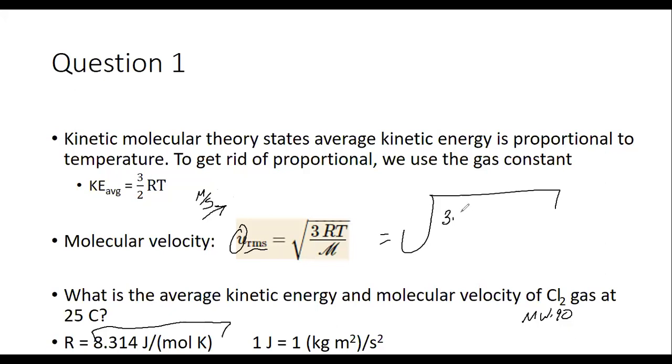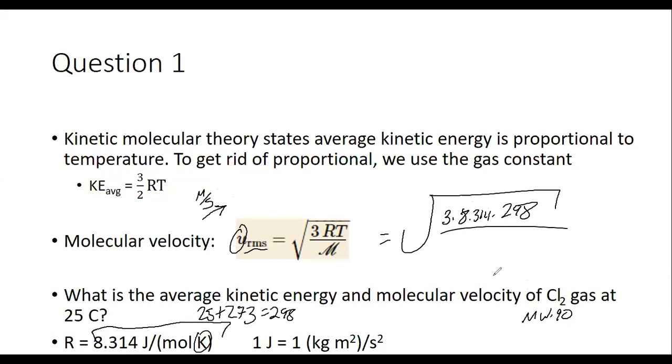So we have 3 times our gas constant times what temperature we're at. Our gas constant uses Kelvin, so our temperature also needs to be in Kelvin. We're at 25 C. To make that into Kelvin, we add 273 to it. This is 298, so 3 times 8.314 times 298, divided by my molar mass.